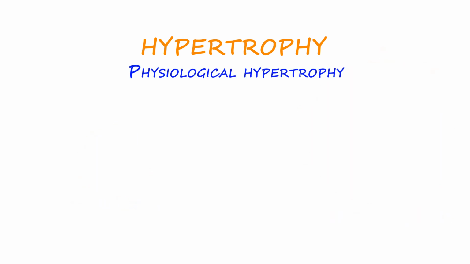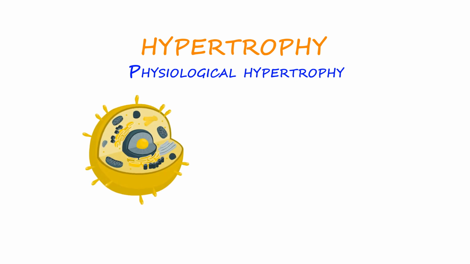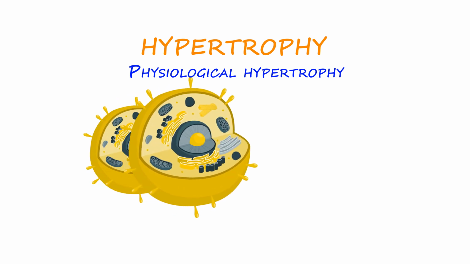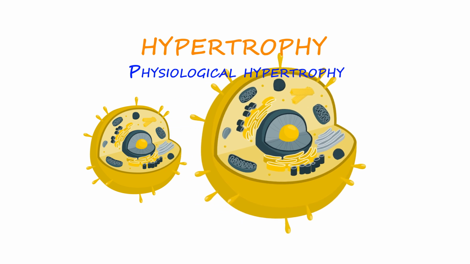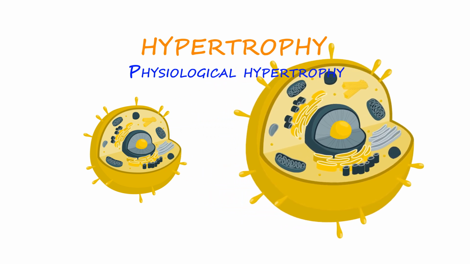Physiological hypertrophy is a normal adaptive response where cells increase in size due to increased functional demand. In hypertrophy, cells grow larger without increasing in number. The increased size allows for enhanced function.